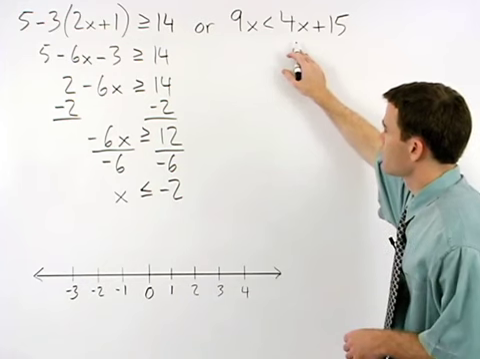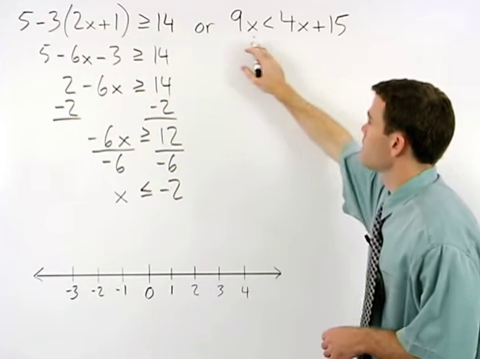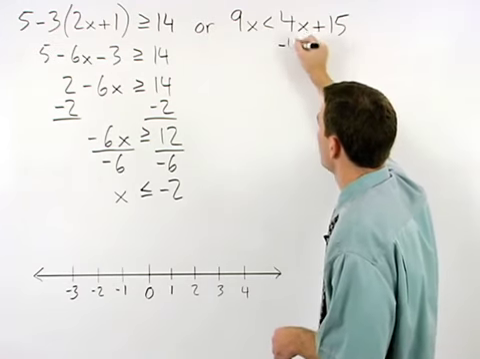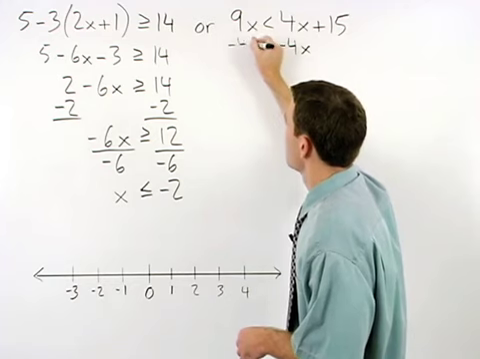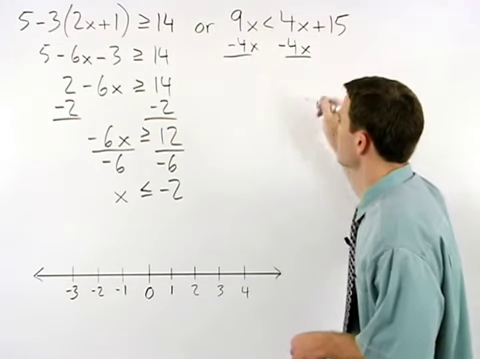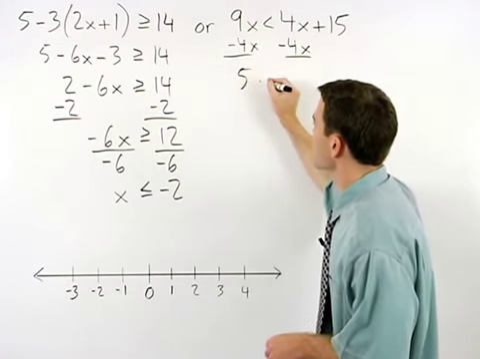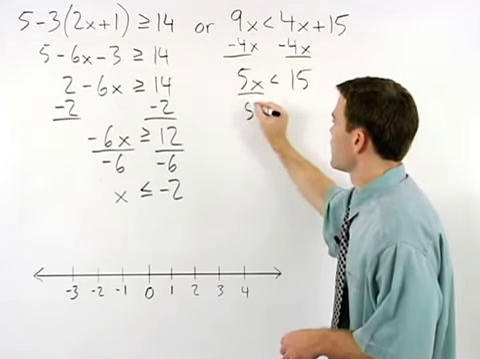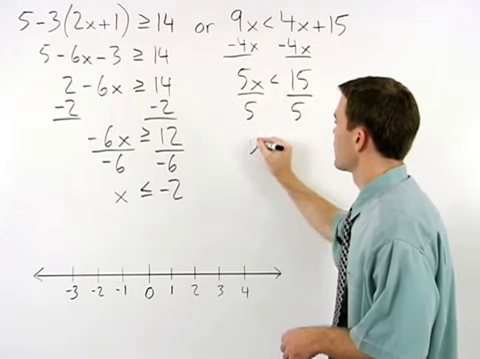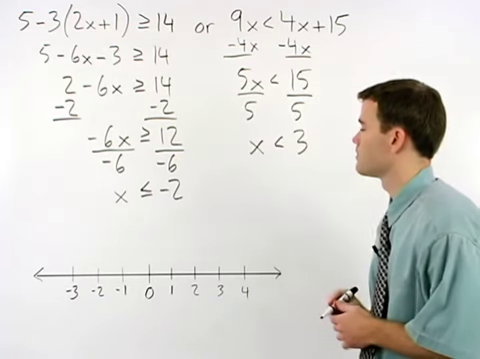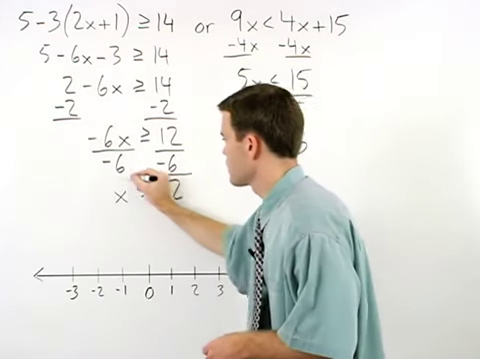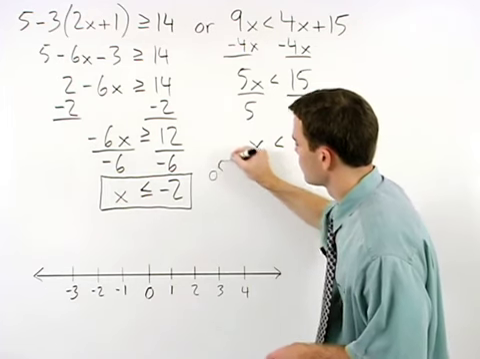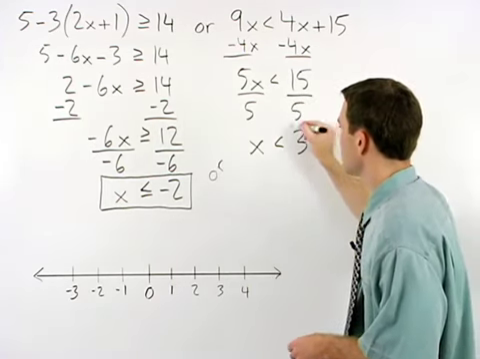Over on the right, our first step would be to combine the x terms on the left side of the inequality by subtracting 4x from both sides. That leaves us with 5x is less than 15, and we divide both sides by 5, so x is less than 3. So we have x is less than or equal to -2, or x is less than 3.